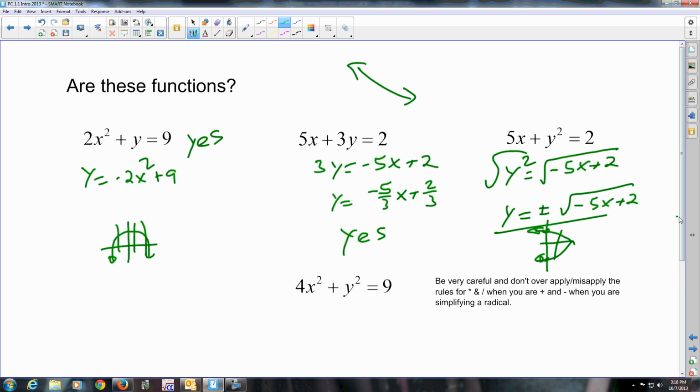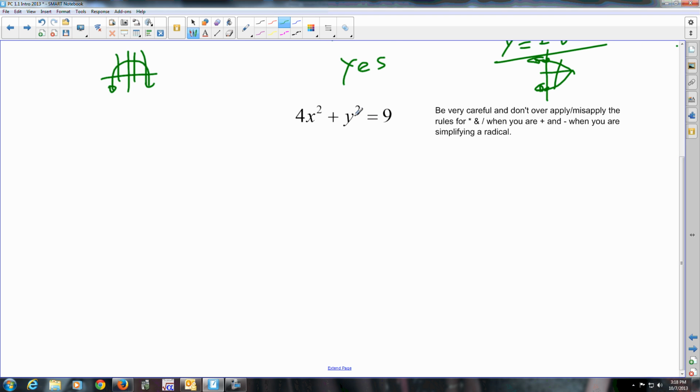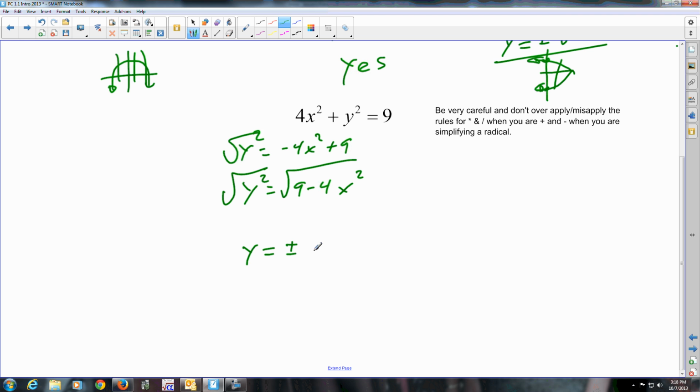Now, that brings up an interesting question for some of you guys that like to overgeneralize rules. Solve for this one. So you get y squared equals 4x squared plus 9, or if you really want to write it this way, that's okay too, 9 minus 4x squared. Either way, you're going to square root both sides. Don't forget the plus and minus. Okay.